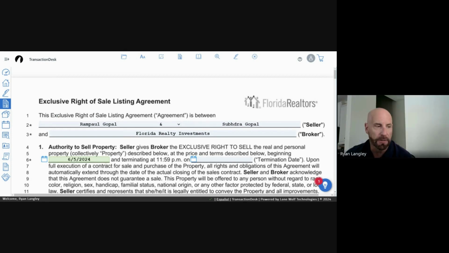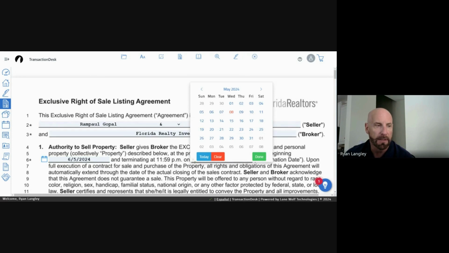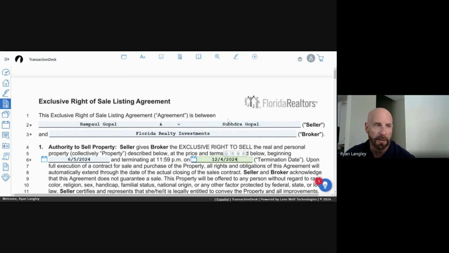So here's exactly what you would do. If it's 6 months, you would go from June 5th, and December 4th actually is the 6 month mark. So you would do from June 5th to December 4th, that's 6 months.